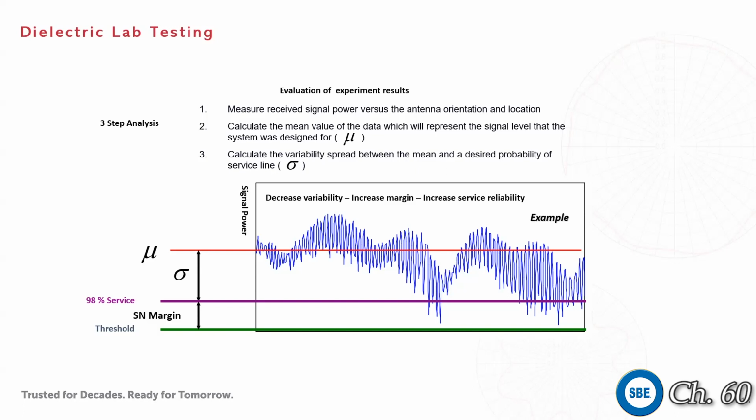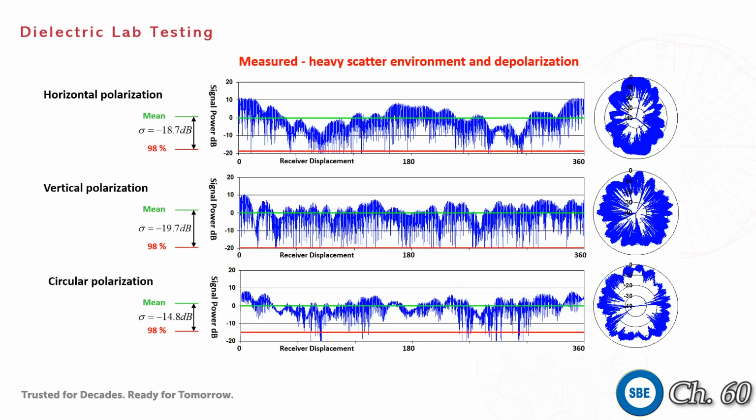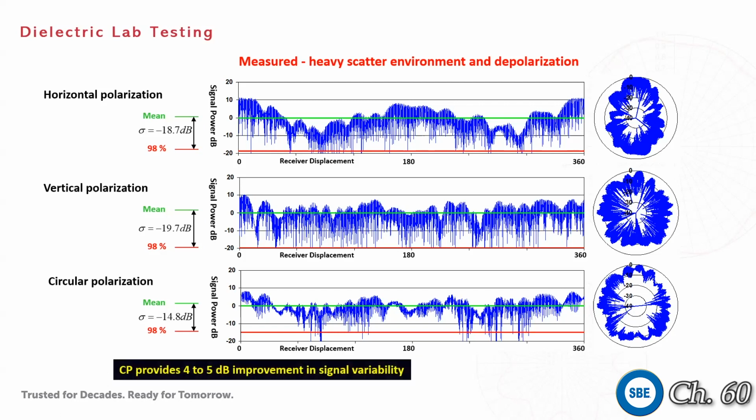And this variability spread, looking at about 2 standard deviations, anything that is giving us an improvement in that SNR margin is really what we're looking for here, because as that goes up, your reliability goes up. And so what we find is that measured in this very heavy scattered environment, for the horizontal polarization, we have about 19 dB, and for vertical polarization, about 20 dB. But for the circular polarization, we're looking at about 15 dB. So that's about a 4 to 5 dB improvement in that signal variability.